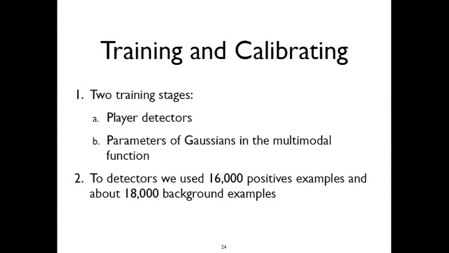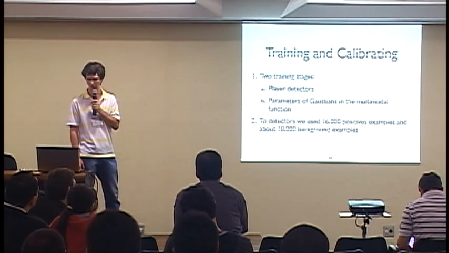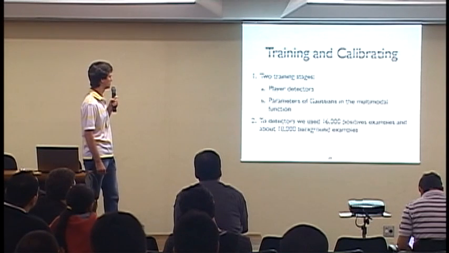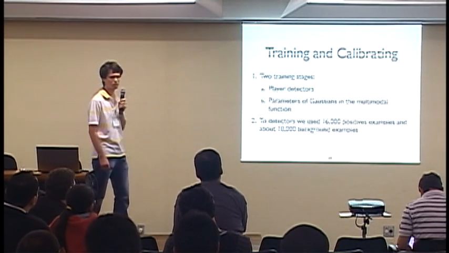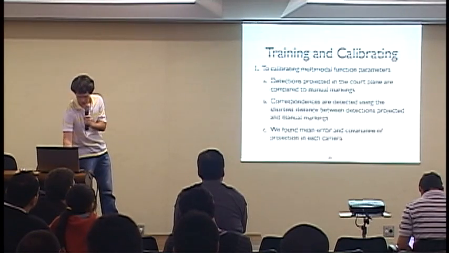We have two training phases, one for the detectors and the other for the parameters of the Gaussians in the multimodal function. For the detectors, we use about 16,000 positive examples and about 18,000 background examples.